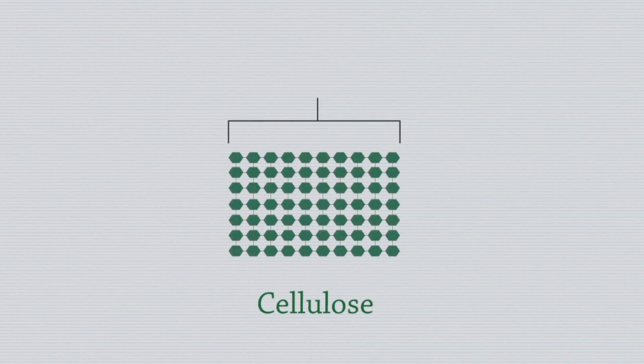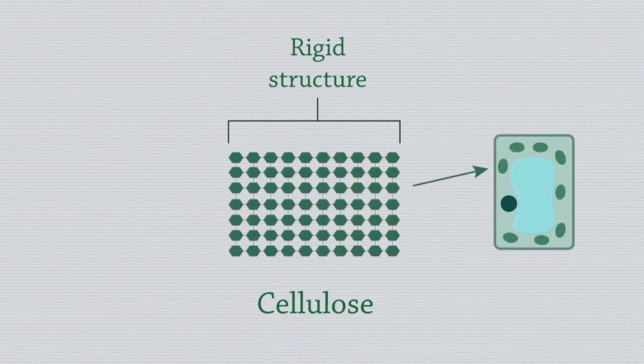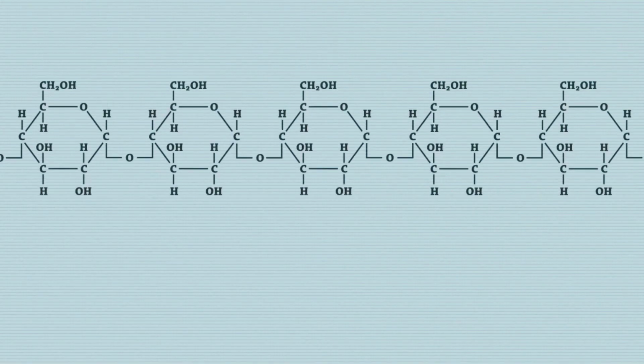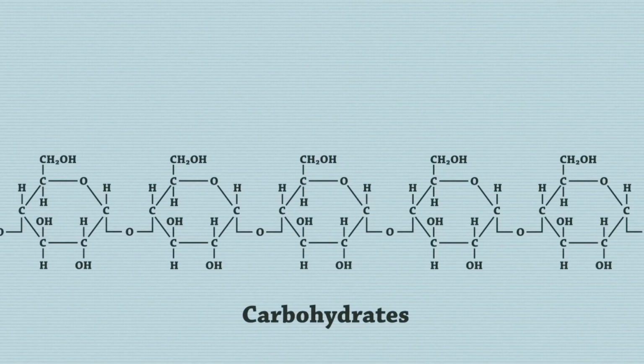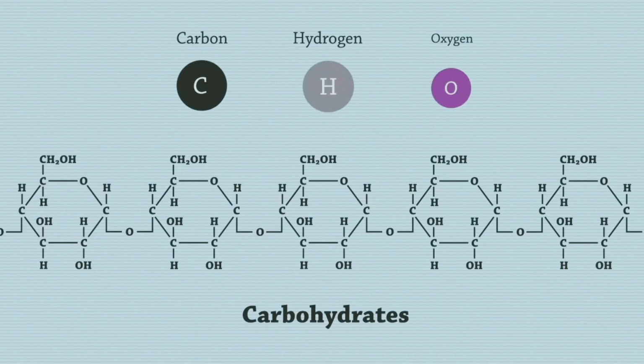Cellulose is another polysaccharide made of glucose monomers. It has a more rigid structure and is the main component of plant cell walls. Your paper is actually made of cellulose. If you tear off the corner of your paper, you will see that there are fine hairs on the edge. These are cellulose fibers.